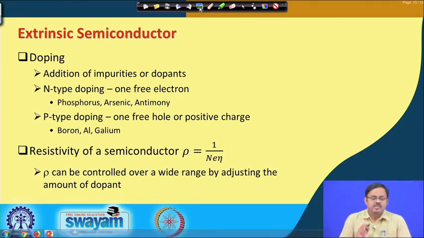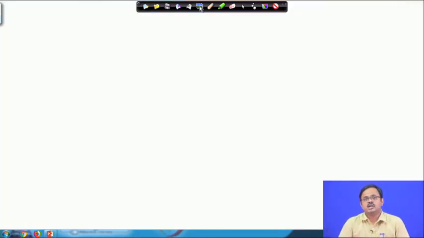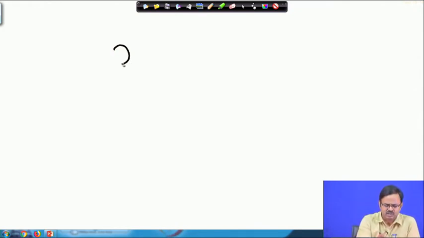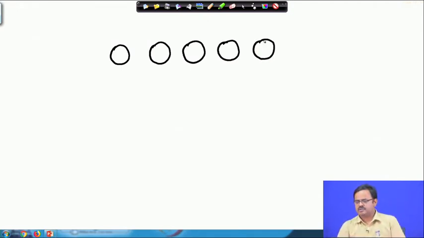Okay. Now, you may ask, why is that? Is it that the hole's mobility is not as high as that of an electron? To see that, let us draw something and try to see how the charge, or the current, is carried by a hole. Okay, so let us draw these 5 atoms.